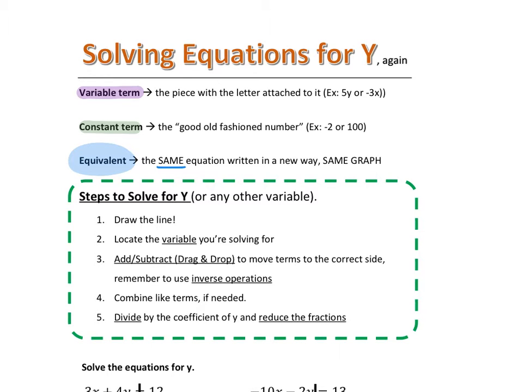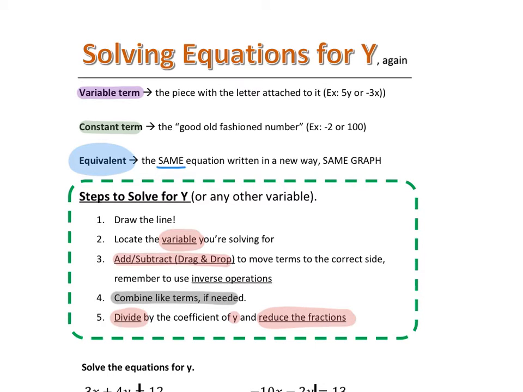The steps to solve have not changed, so let's go over those really quickly. We're going to start by drawing the line and locating the variable we're going to solve for. We're going to add or subtract, drag and drop, to move terms to the correct side and use inverse operations. Remember, cross the line, change the sign. We'll combine like terms if needed. I'll be honest, you don't really need this one. It will very rarely happen that you need to combine like terms. But we're going to divide by the coefficient of y and reduce all of the fractions because we're going to have multiple division problems to end our solving for y problems.